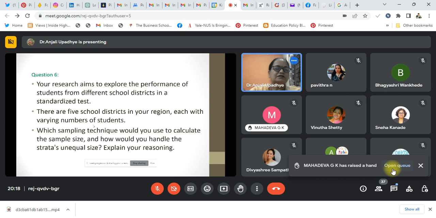Question number 6. Your research aims to explore the performance of students from different school districts in a standardized test. Cluster, yes. Cluster is there. Different school districts in a standardized test. Therefore, the districts in your region, it is a region. That means it is an area. Whenever we divide the area, it is cluster sampling.